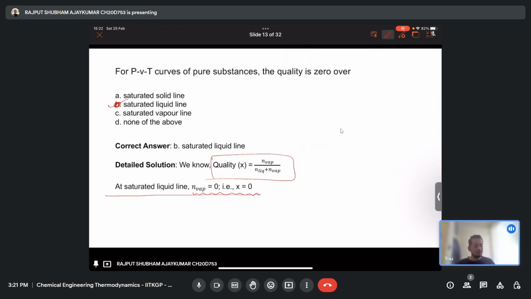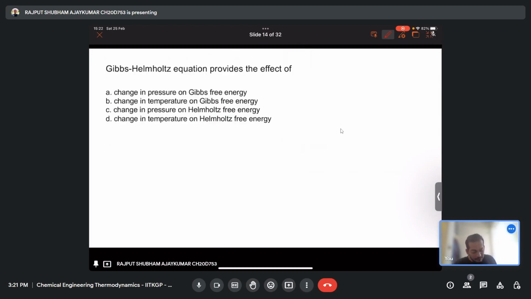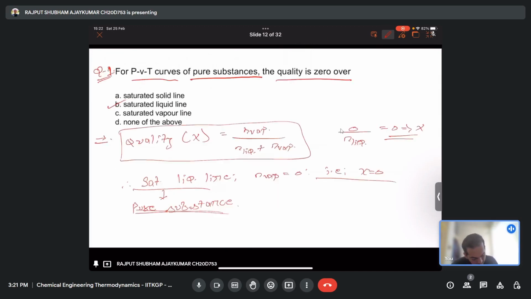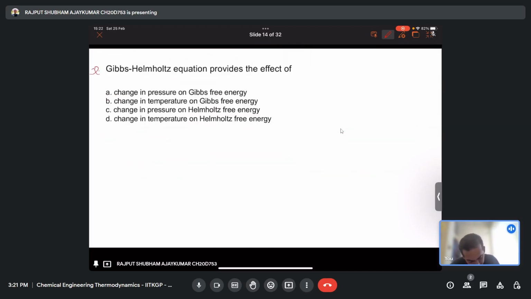Okay, so now we'll solve the next question. So this is question 1. This is question 2. Now the Gibbs-Helmholtz equation provides the effect of which thing? They have been given four different MCQs.